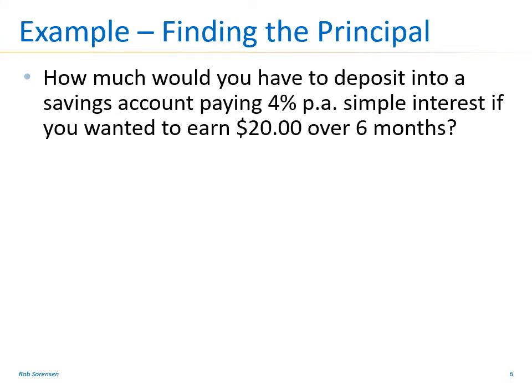How much would we have to deposit into a savings account paying 4% simple interest per annum, per year, if you wanted to earn $20 over a time period of 6 months? So we do have some information that's been given to us. We have a rate of 4%. We want to earn $20, and we have a time period of 6 months. Now, since the rate is annual, I'm going to convert 6 months to years. I do that by dividing by 12. So 6 months is 6/12 of a year.